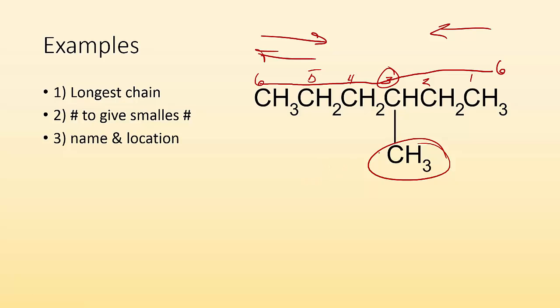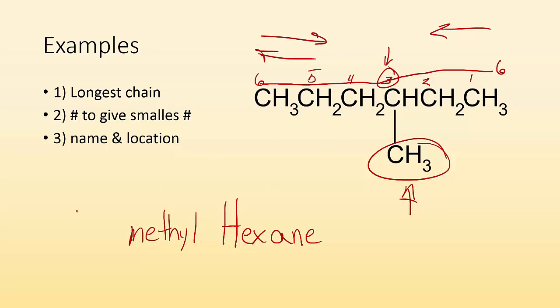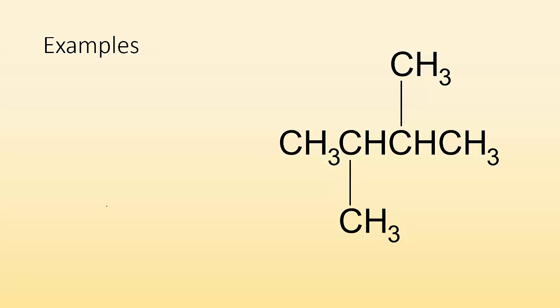Now I got to name it and give the location. So, well, I got 6 carbons. So how do I say 6 carbons? Hex. How do I say they're single bonded? Ane. Now how do I say the name for this dingly dangly? Well, it's an alkyl group with 1 carbon, so it's going to be methyl. And it's on carbon number 3. So it's 3-methylhexane. Put in alphabetical order. Doesn't really apply here. And then one more.